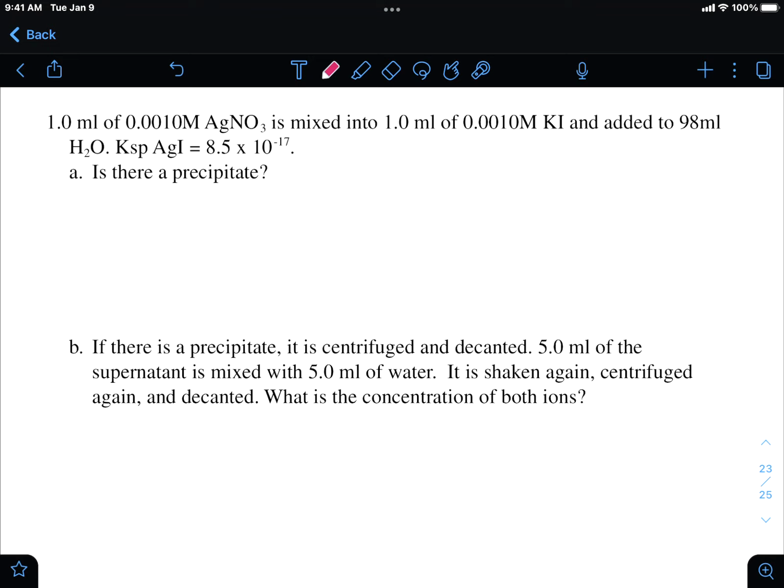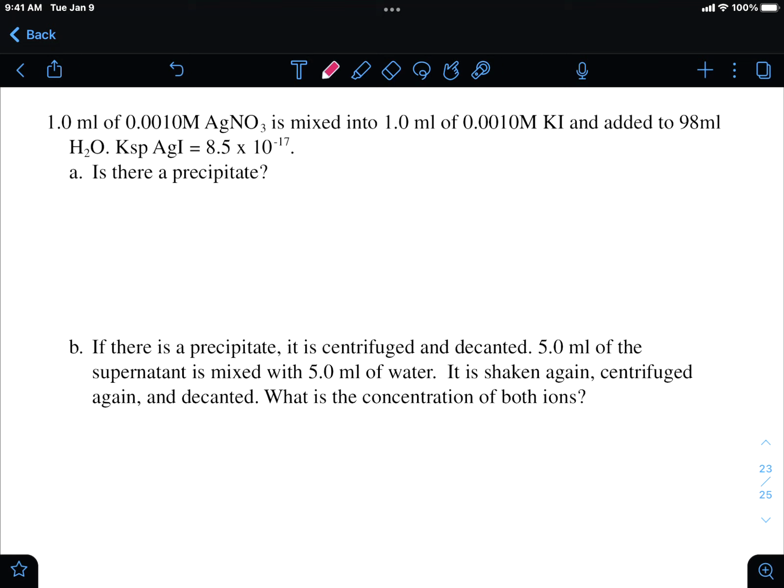All right, so what do we have here? I've got 1 milliliter of silver nitrate mixed into 1 milliliter of potassium iodide, and I'm going to add this to 98 milliliters of water. They're giving me the KSP for silver iodide. Is there a precipitate? Any question that asks, is there precipitate or which way the reaction is going, is either a P or a Q problem. But because there's a KSP value, meaning a solid, this is a P problem. So you're solving for P, and then you're going to compare it to K.